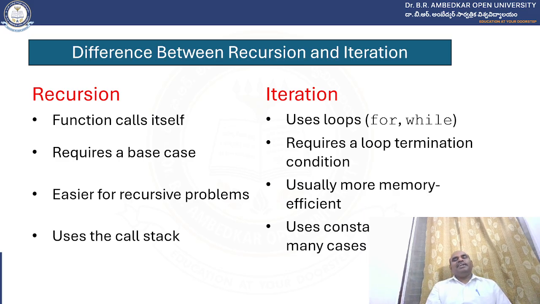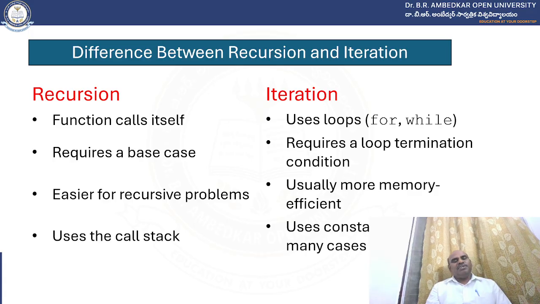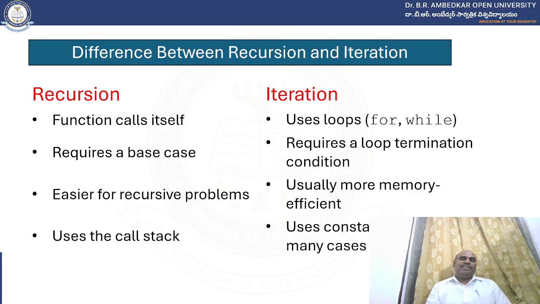In loops we are using iteration. Looping statements we know very well in C language. What are the looping statements? For, while, and do while. So I mentioned here only two types of loops. So iteration uses the loops.